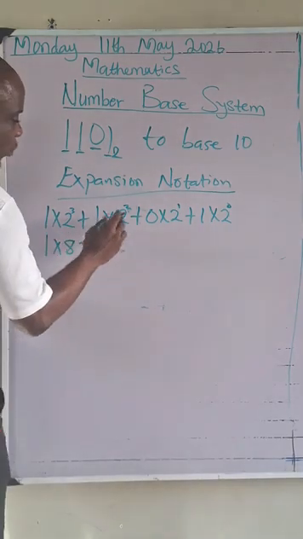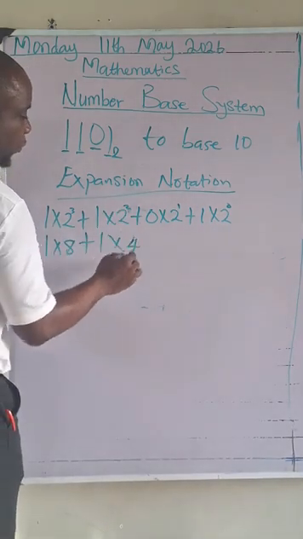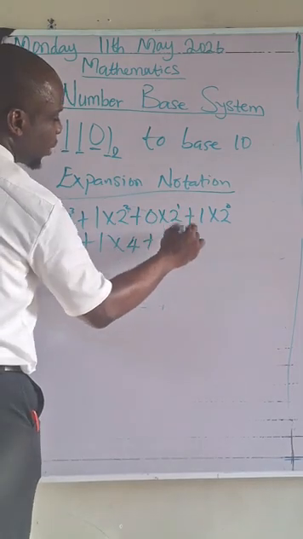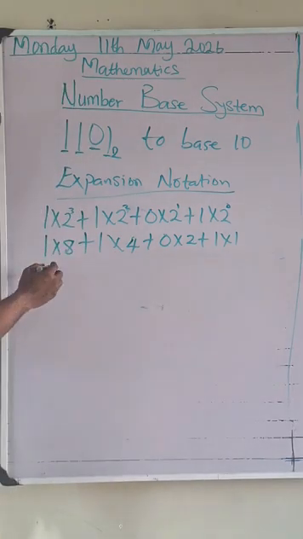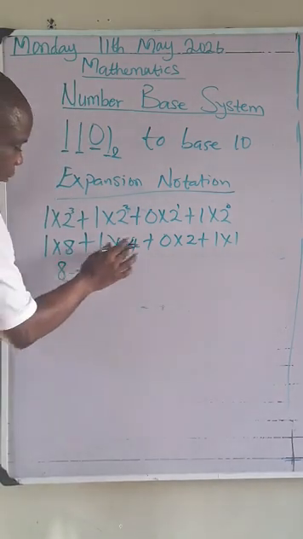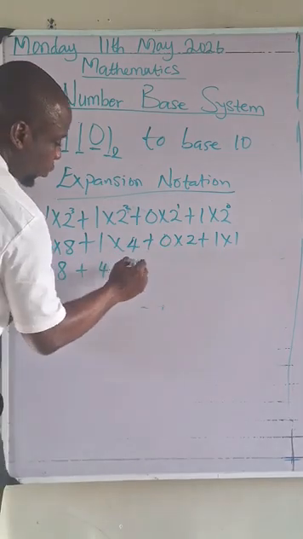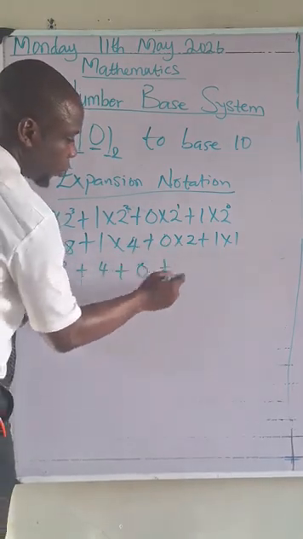The next thing you're going to do is very simple, which is what? Plus 1 times 2 raised to the power 2 is what? 4. You put your 4 plus 0 times 2 raised to the power of this is what? 2 plus 1 times 1. Okay? So what? Because this time it becomes what? 8. Plus this time it becomes what? 4. Plus this time it becomes what? 0. You can cross it, but then let's follow up so you don't make a mistake.